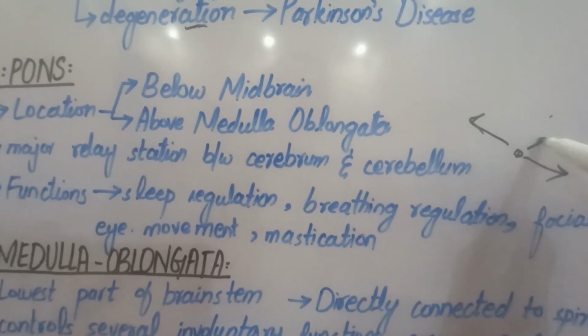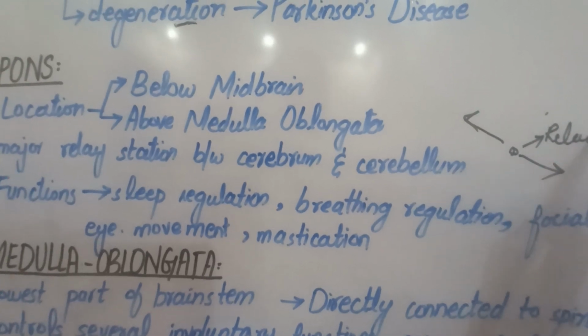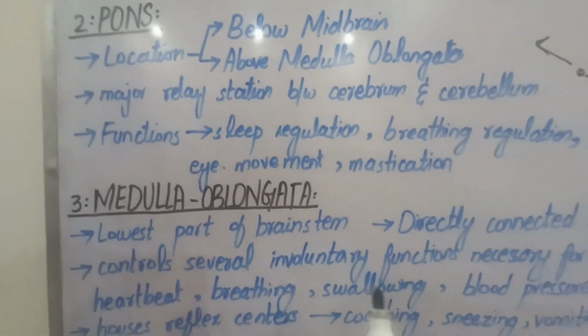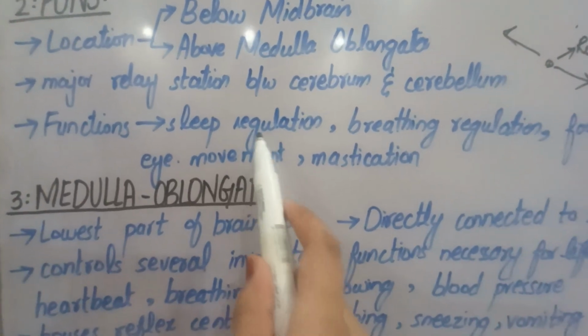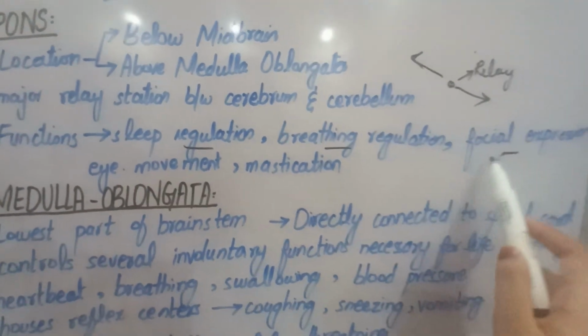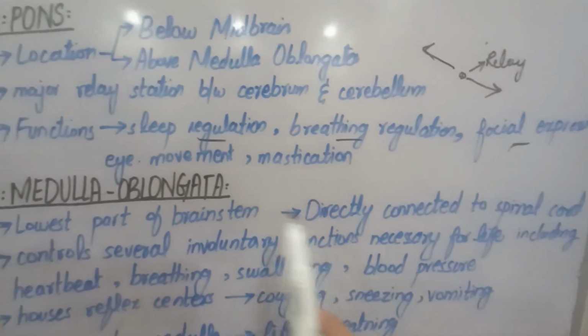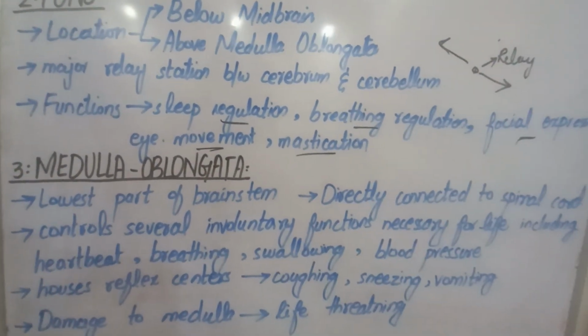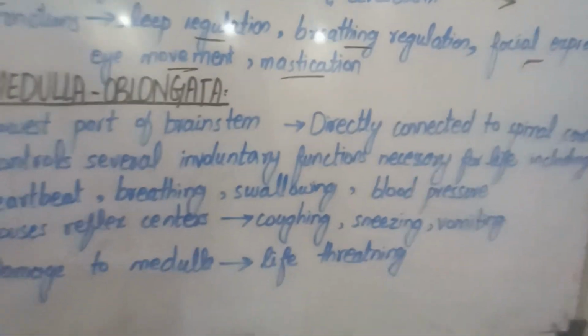So it is a major relay station of the brain. The functions that are mostly associated with the pons are sleep regulation, breathing regulation, facial expression, as the facial nerve nucleus is present there, eye movement and mastication. So these are the main functions that are associated with the pons.